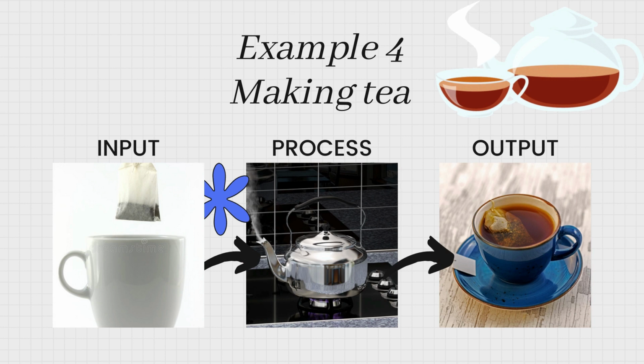Example number 4. Making tea. Our input is a tea bag and a cup. The process of making tea is to boil water first, then pour the hot water into the cup and place the tea. Then our output is the brewed tea.